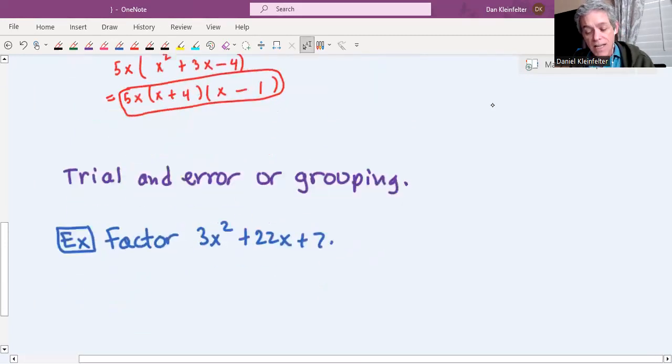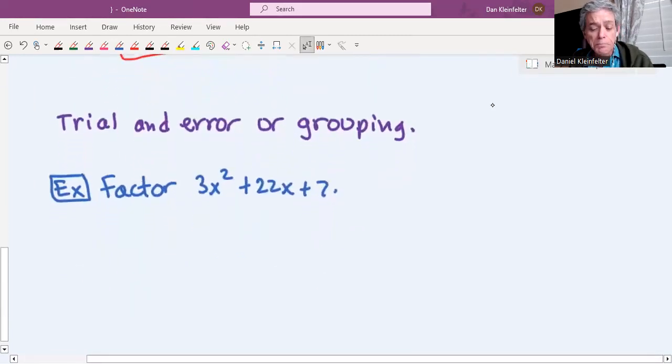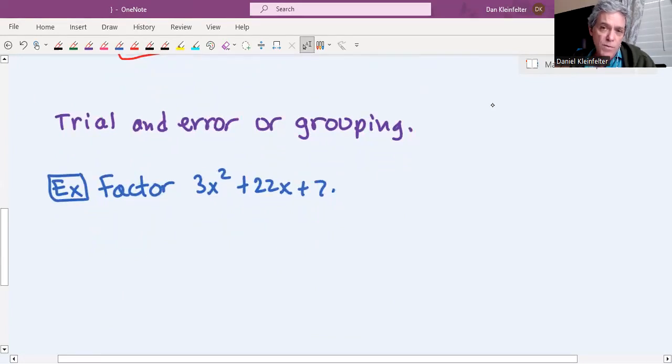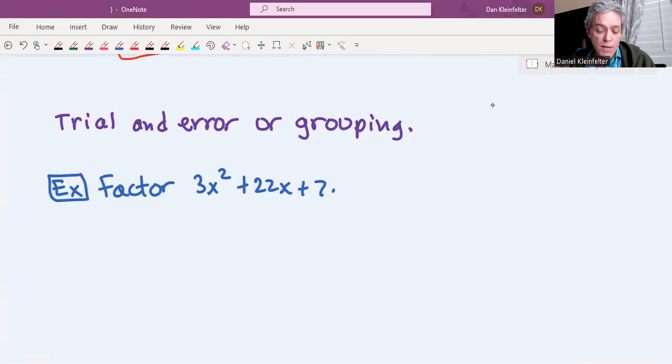All right, so the second half, or the rest of this section, is when that's not the case. Like this one, we have 3x squared plus 22x plus 7. And we want to know how to factor that. Of course, there's no common factor, and that's always something you need to check for. But here there's no common factor, so how do you do it? It turns out that there's basically two ways that you can do this, either trial and error or grouping.